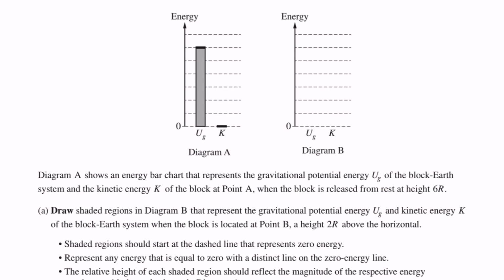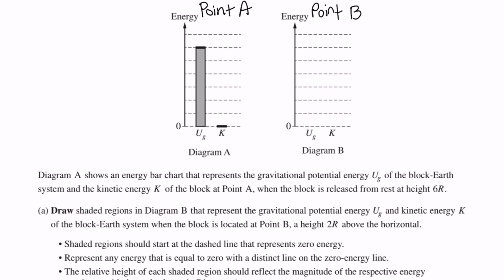If we look at the first question here, it is about energy bar charts. Diagram A is an energy bar chart representing the gravitational potential energy in the block-Earth system and the kinetic energy of the block at point A. So I'm just going to label this as point A. Now we're going to draw the energy bar chart in diagram B that represents the gravitational potential energy and kinetic energy of the block-Earth system at point B. So let's label that point B so we are more clear about that.